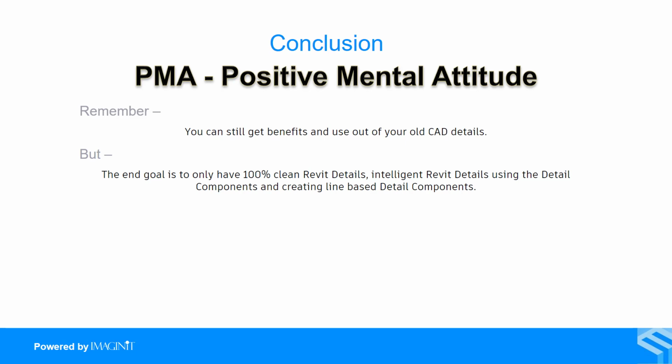When we're working here, the goal eventually is to have 100% clean Revit details, intelligent Revit details if possible, which means using the Detail Component Manager inside of Revit to do that. So we can create all these objects so they can be tagged in a certain way. That is not just lines, circles, and arcs, but that everything works the way that we want them to work.